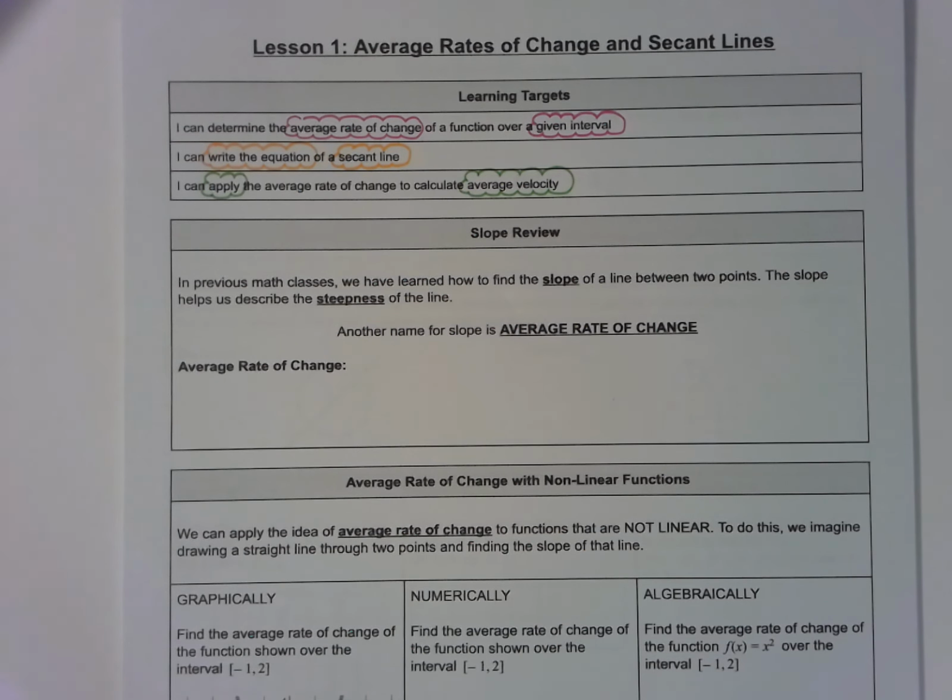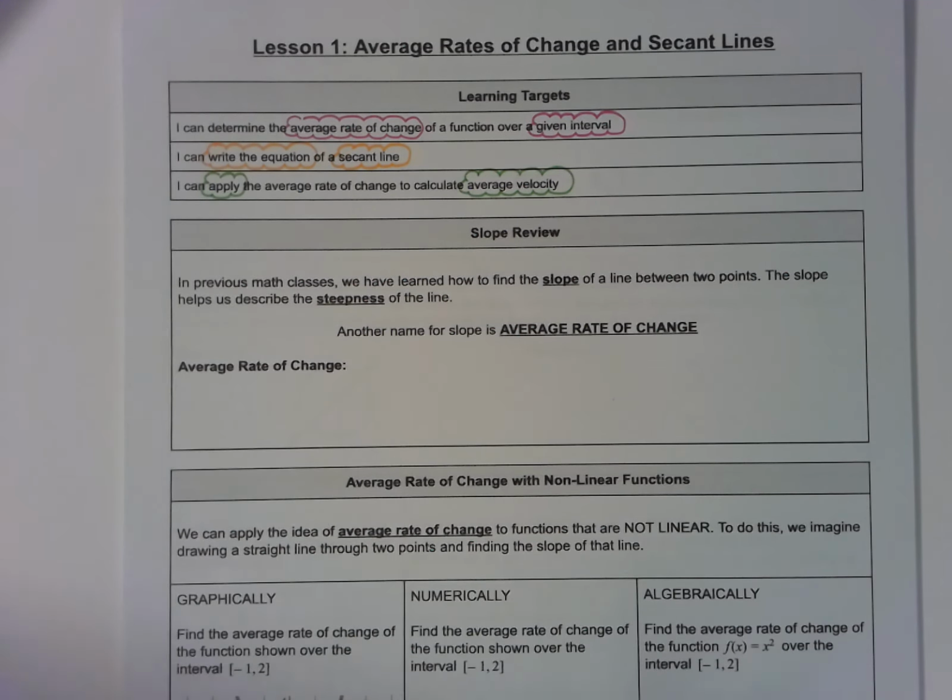So we're going to start with a little bit of a review today. We're going to start by reviewing what you know about slope. In previous math classes, we have learned how to find the slope of a line between 2 points. The slope of a line helps us describe the steepness of the line. So in other words, how slanted is the line? There are several different representations for slope, and another name for slope, and the one that we're going to use most often in this class, is the name average rate of change. So when I say average rate of change, that's just another name for the regular old slope that you've been doing since you were, probably, in middle school.